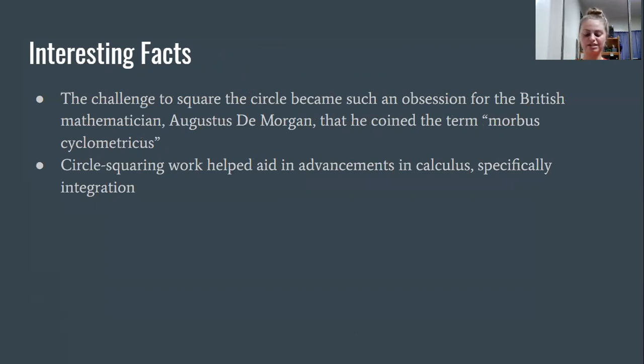And then just a couple interesting facts that I found. Over time, throughout the centuries, it has become a challenge, kind of like a competition to see if someone can square a circle. There was this British mathematician, Augustus de Morgan, who became very obsessed with it, so much that he actually coined the term morbus cyclometricus, which means circle squaring disease. So I thought that was kind of funny. And then circle squaring work has actually helped aid in the advancements of calculus, specifically integration. So we can thank the Greeks for that one.